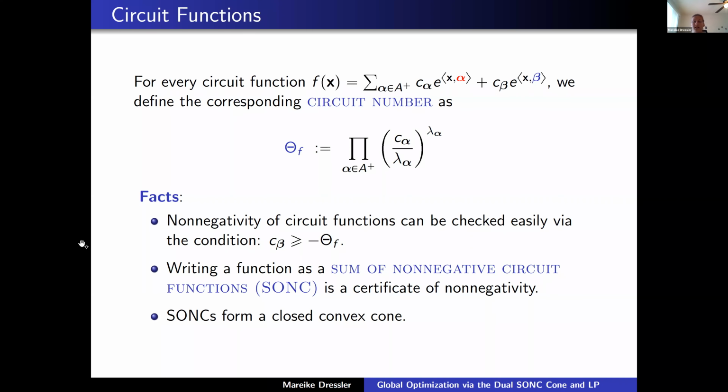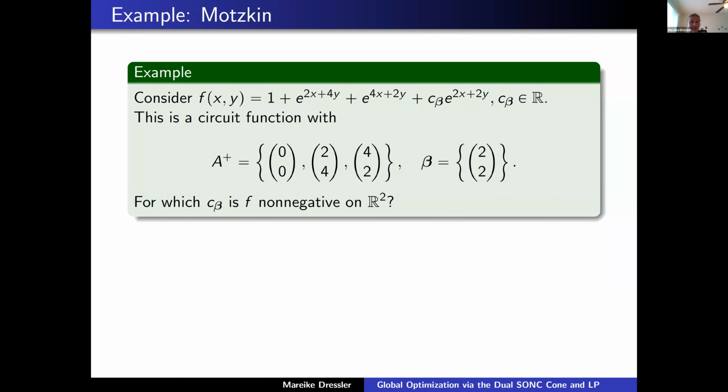And before continuing, let me show you how this works in action. So consider this Zignomial here. This is in fact a circuit function, namely we have this set of extremal elements as (0,0), (2,4), and (4,2). So this is our Newton polytope. And inside of this lives this element beta, which is (2,2). And now we want to decide for which coefficients C beta this Zignomial is non-negative globally. And I told you we can use this circuit number for that.